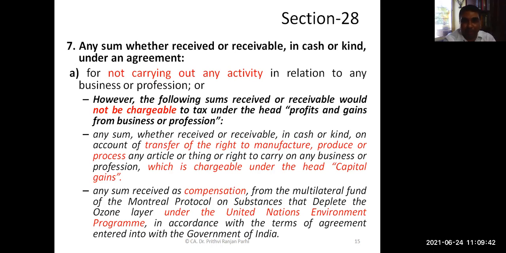The second thing is that if some compensation is received under the United Nations Environment Program, a specific program, that is, compensation received from the multilateral fund of the Montreal Protocol on substances that deplete the ozone layer. Under this specific scheme, if some compensation is received from the United Nations Environment Program, that will also not be treated as business income. Okay, so these two are exceptions you have to keep in mind. Otherwise, any sum received for not carrying out any activities is treated as business income.